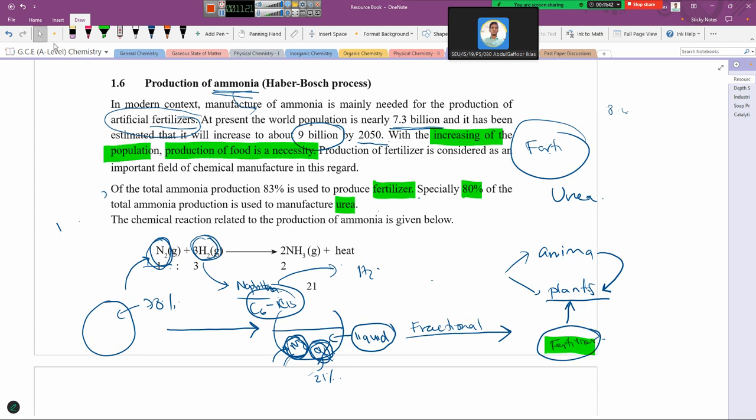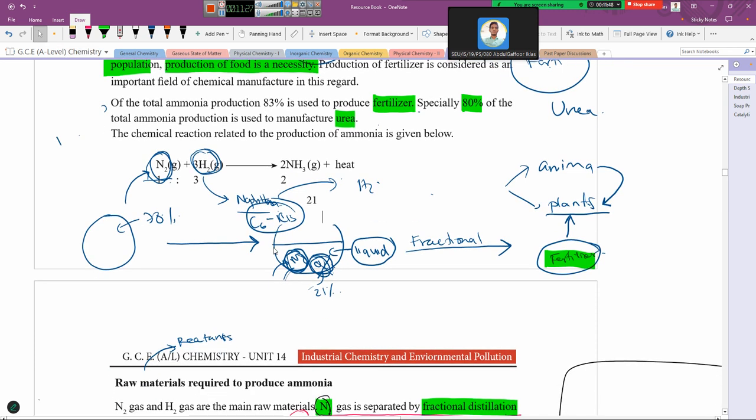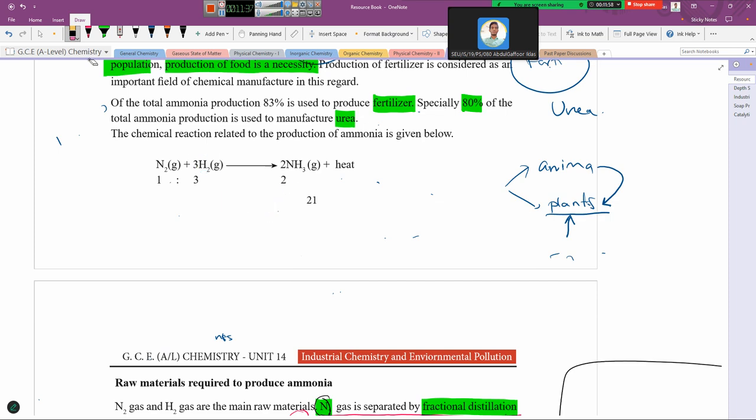Now, the equation that we have to know is this one. That is very simple. Nitrogen gas and hydrogen gas. Sometimes they might ask, what are the raw materials used in the production of ammonia? What's the answer? Nitrogen gas and hydrogen gas.